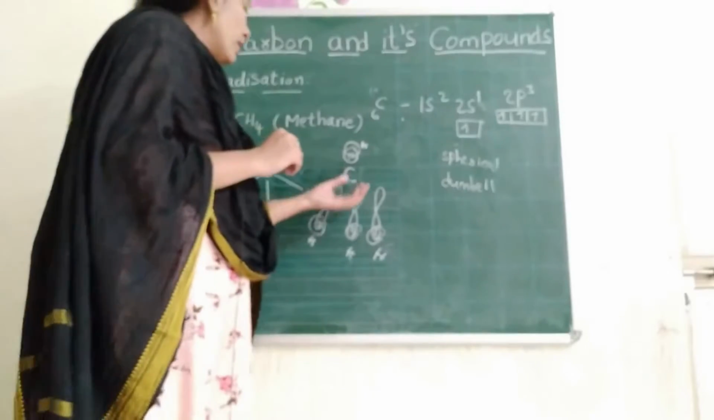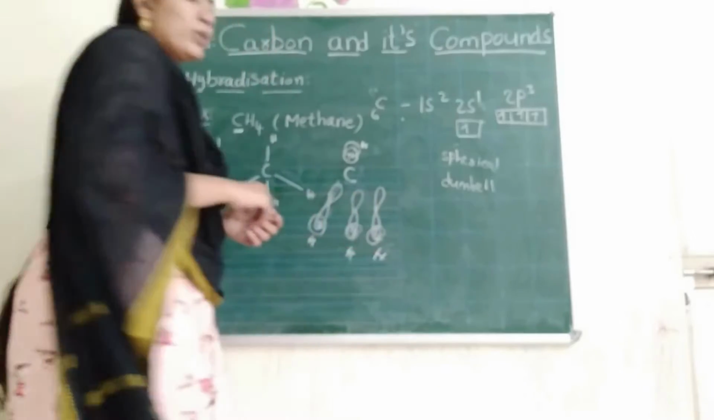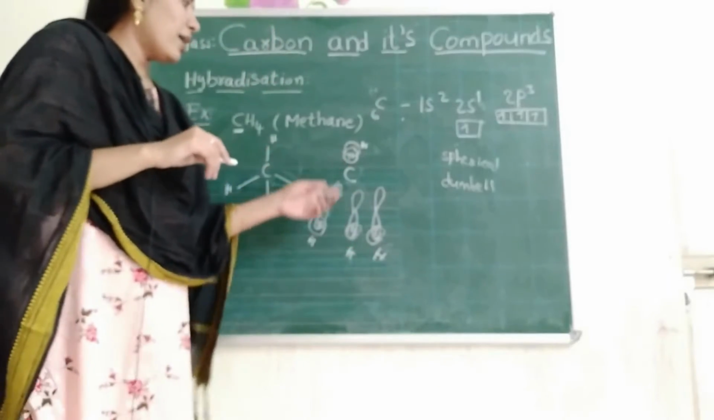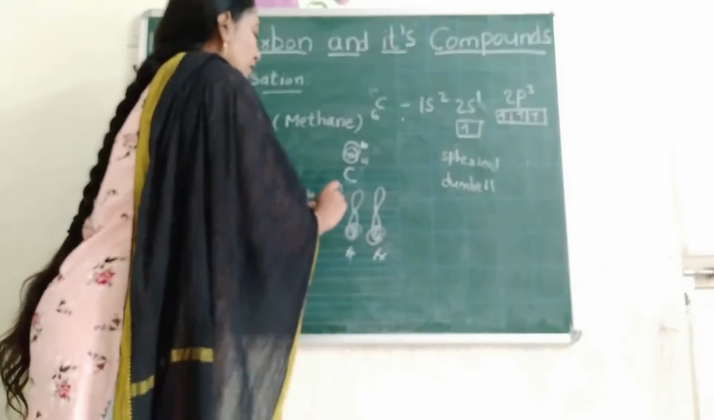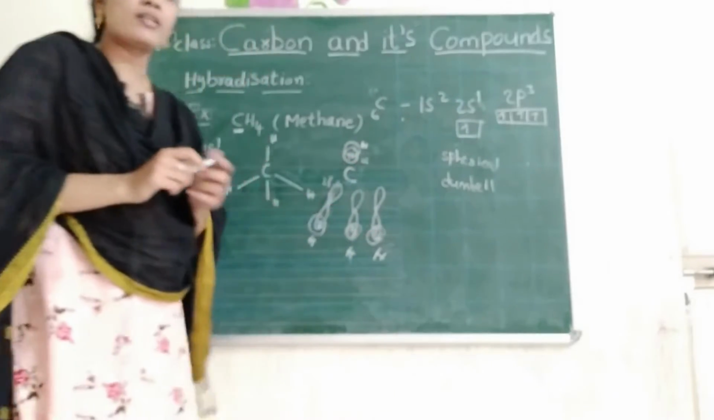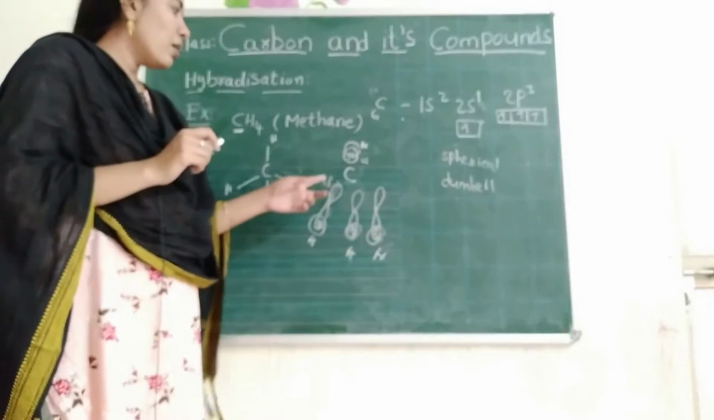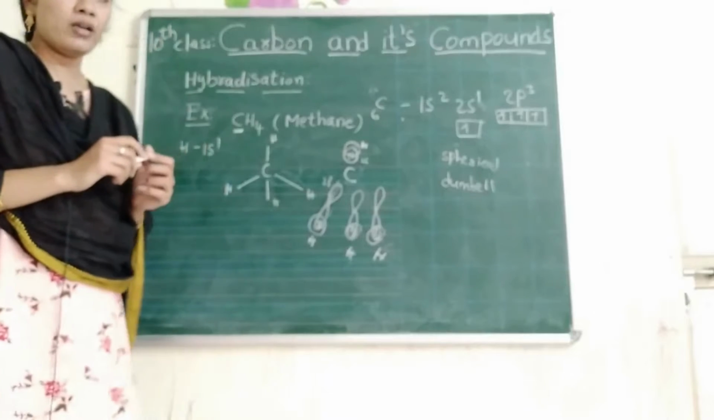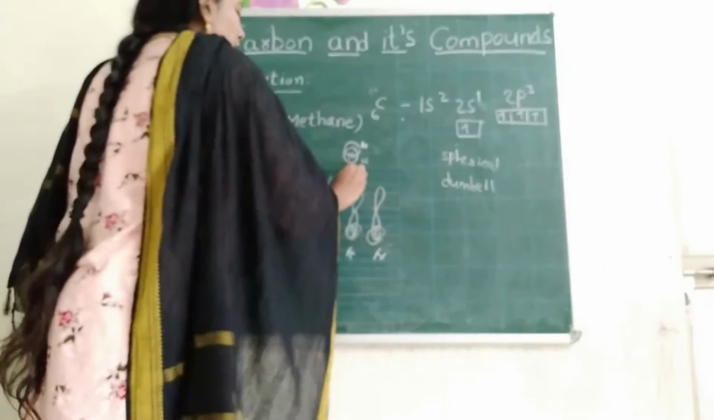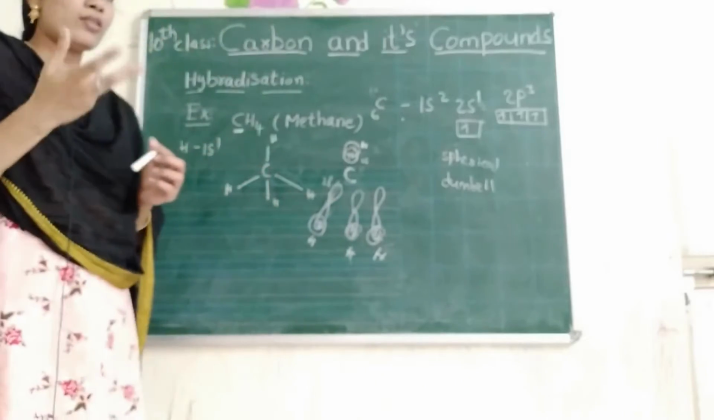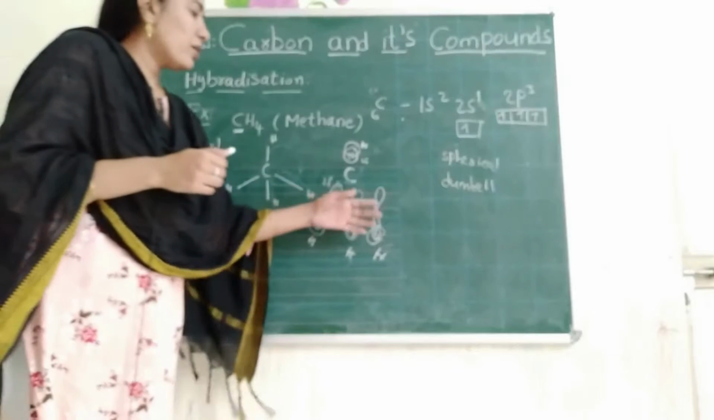Because there is a difference in shapes between these orbitals, and a difference in energy between 2s and 2p, the bonds should not be identical. This 2s orbital has a different energy compared to the 2p orbital. But these bonds are identical. Even though there is a difference in shape and a difference in energy, the bonds are identical.